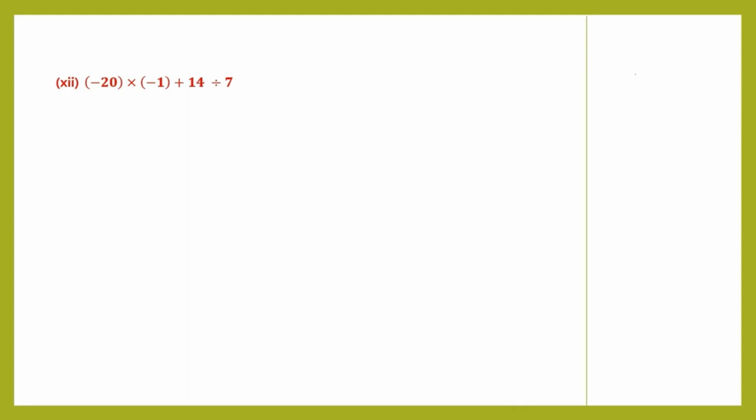So according to BODMAS, the last part of it, DMAS, division has to be done first. So we have division here. After that, we should do multiplication and then addition. So let's start. This is minus 20 into minus 1, and then we have plus 14 divided by 7. 7 2s are 14, so we get 2.